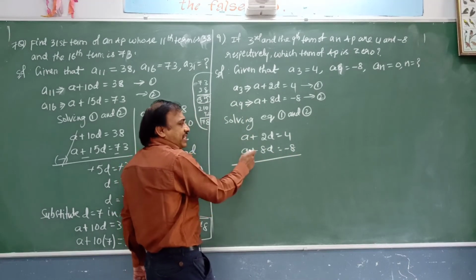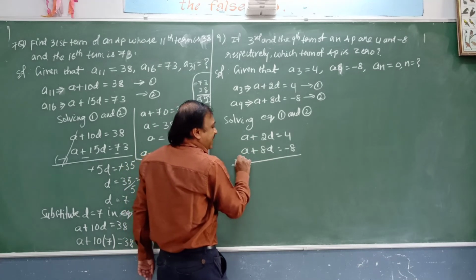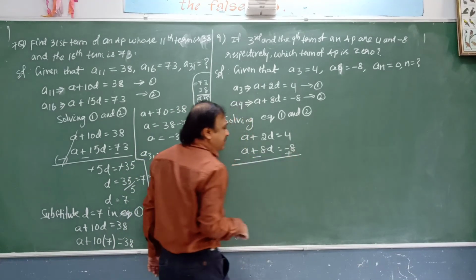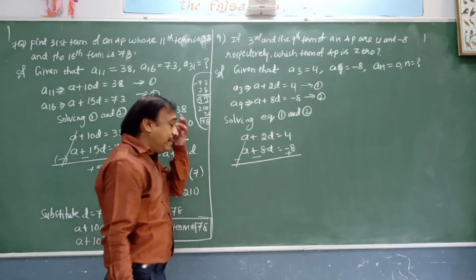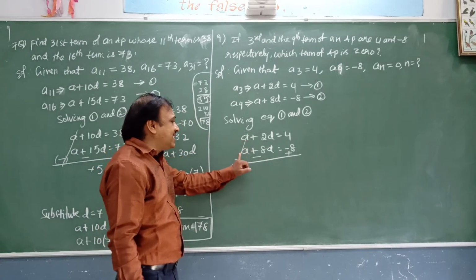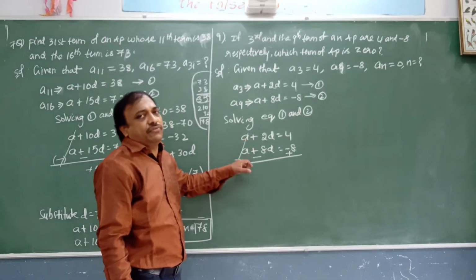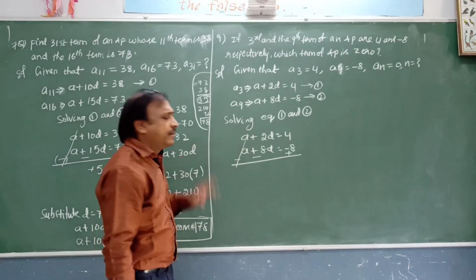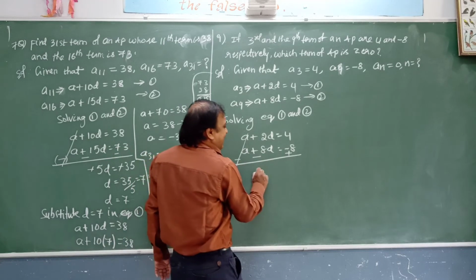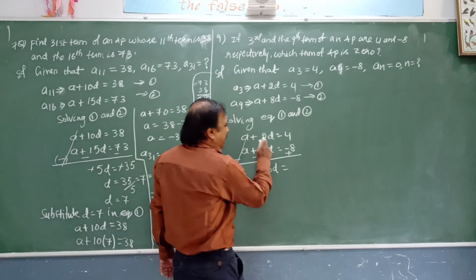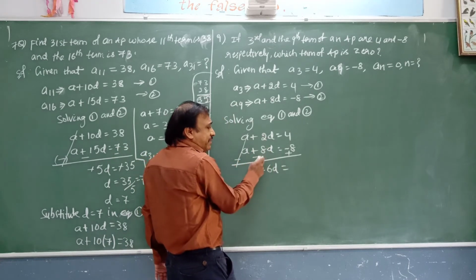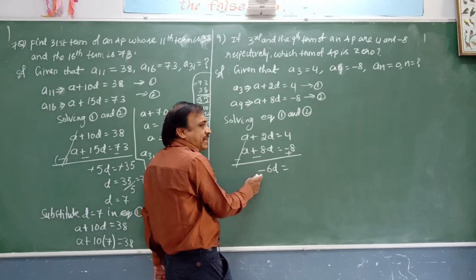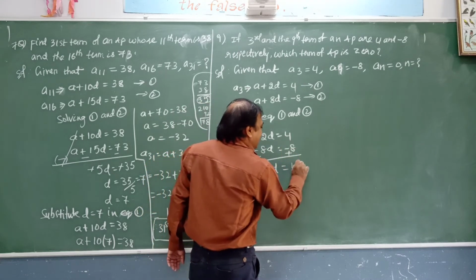Subtraction. From equation 1, I am subtracting equation 2: minus becomes plus. So these two get cancelled because this is plus 1a and this is minus 1a. Plus 1 minus 1 will be 0. That's why it is elimination: the variable a is eliminated. Now plus 2d minus 8d is minus 6d.